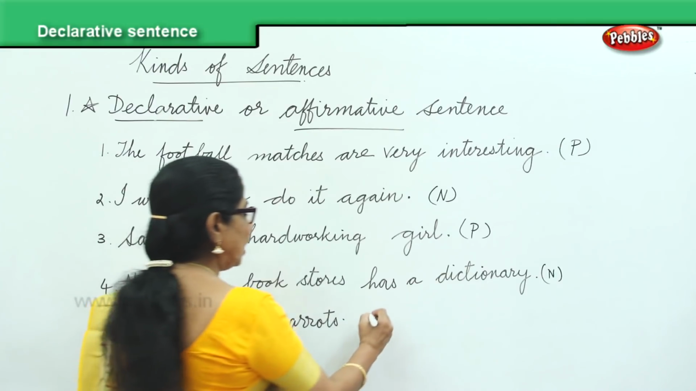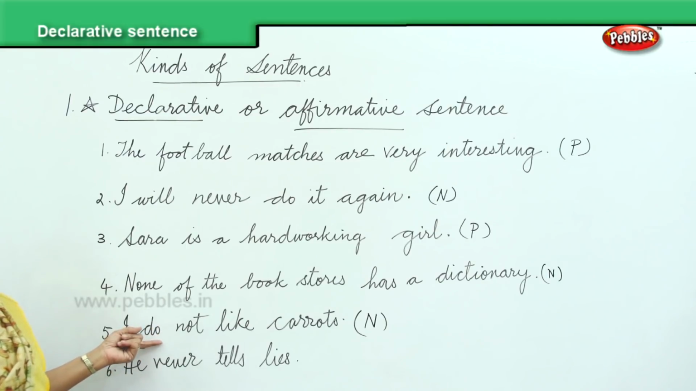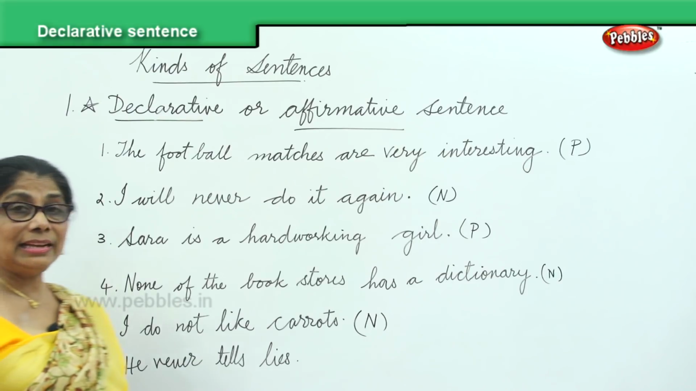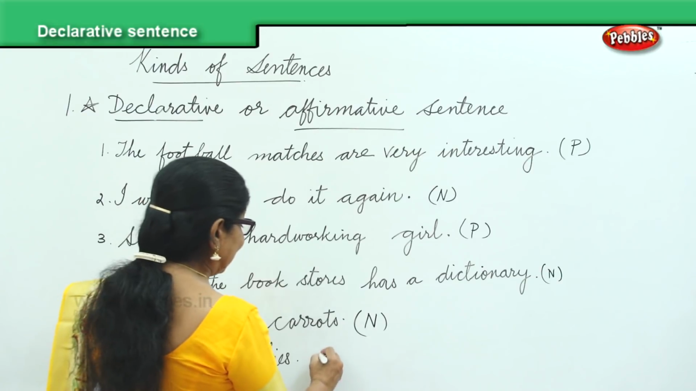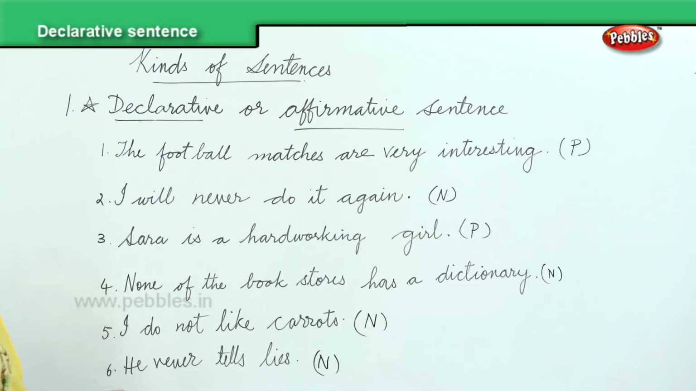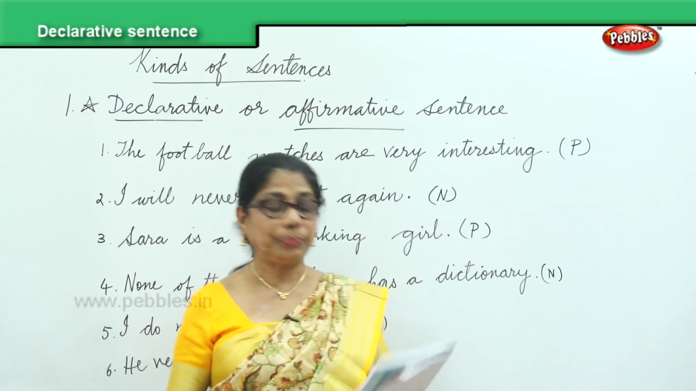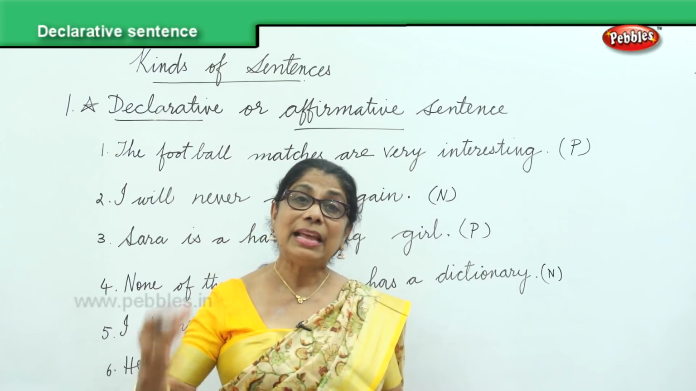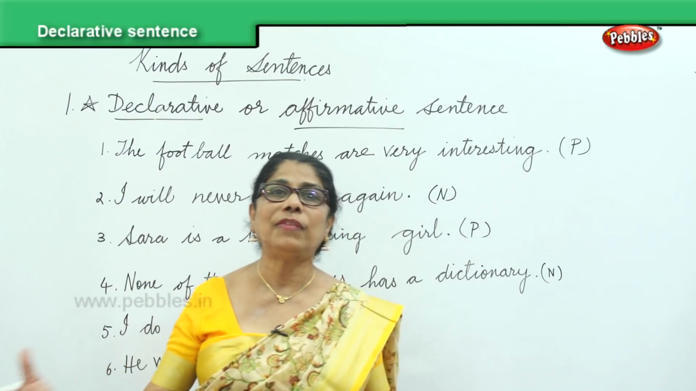Then, I do not like carrots. That's again negative. Now, how will you make it positive? I love carrots. I do like carrots. He never tells lies. It's a negative, declarative, assertive sentence. And if I make it positive, he always tells lies. Now, the birds are flying. It's a declarative, affirmative sentence. How will you make it negative? The birds are not flying.